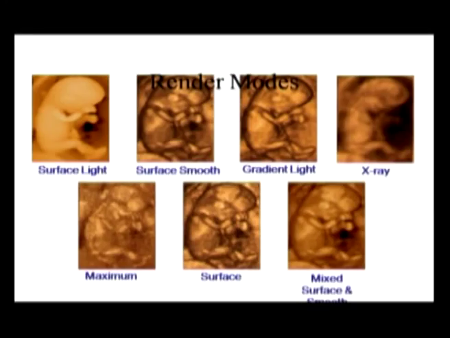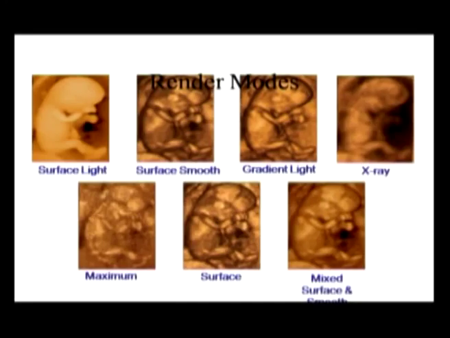Different rendering modes that we use in 4D. This is called surface rendering. Surface rendering is basically to see the surface features. And the skeletal features, suppose the ribs and spine have to be evaluated, we go for the maximum intensity projection. It is seen here.